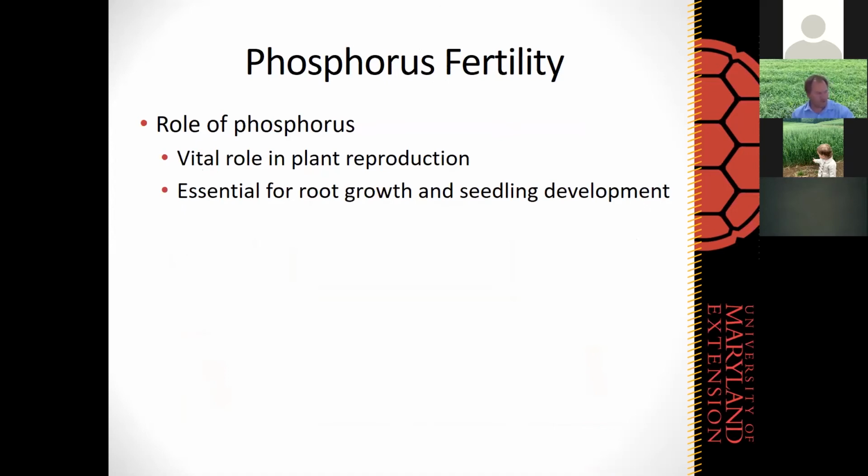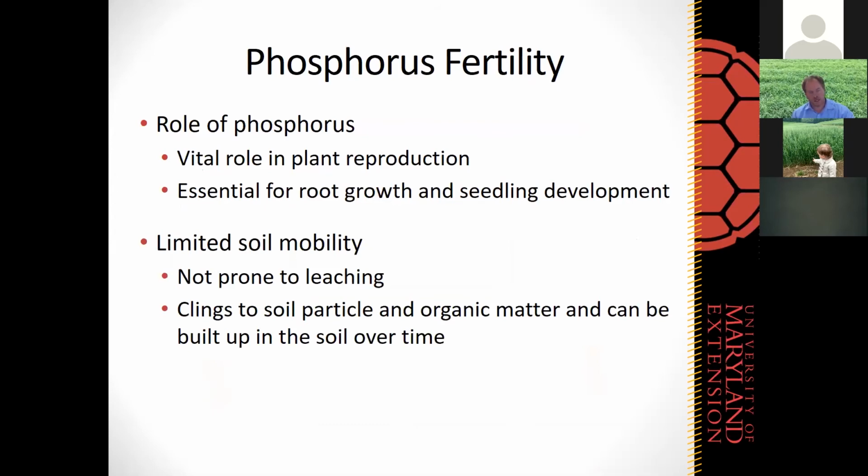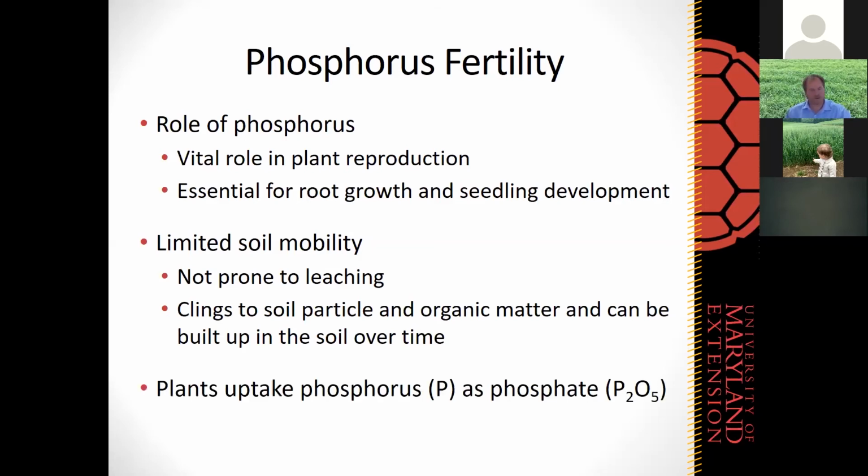All right, so we're going to move on here to phosphorus. Phosphorus is a little bit different than nitrogen. That phosphorus is absorbed to soil particles and to organic matter, and so it's not easily leached. It basically stays where you put it unless you get really high levels or the actual soil particle washes off. It's very important for plant reproduction. It's also very important for root growth and seedling development. That's why oftentimes our starter fertilizers are going to have quite a bit of phosphorus, or high phosphorus levels in them.